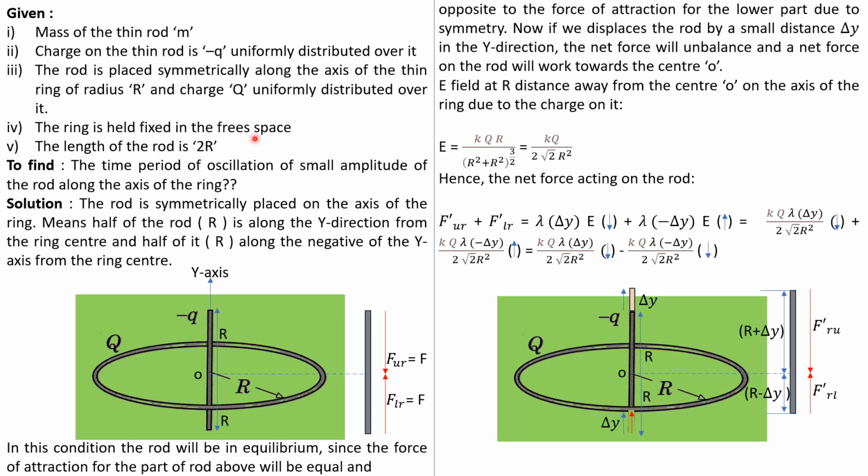The ring is held fixed in free space. The length of the rod is 2r. These are all given in the question, so I collected all the data for convenience. What we need to find is the period of oscillation when the rod is displaced along the axis of the ring by a small amplitude.